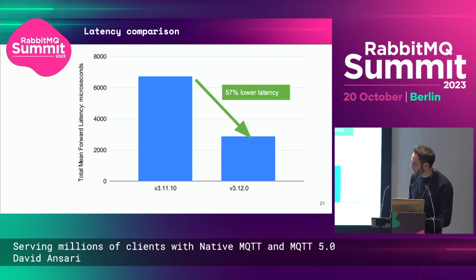This is the same benchmark, but just comparing latency. So this is end-to-end latency between the point in time the client publishes the message and the subscriber consumes the message. And again here, much lower latency, 57%.